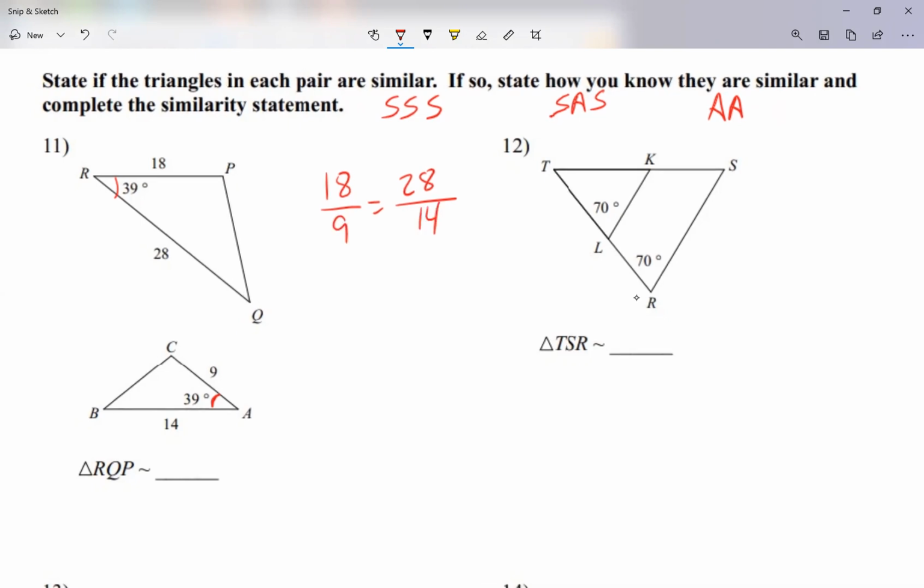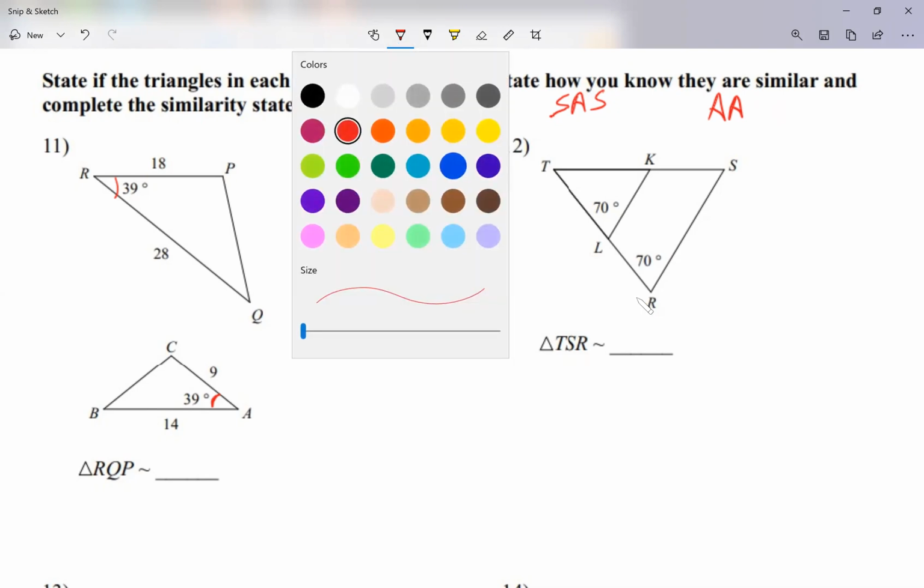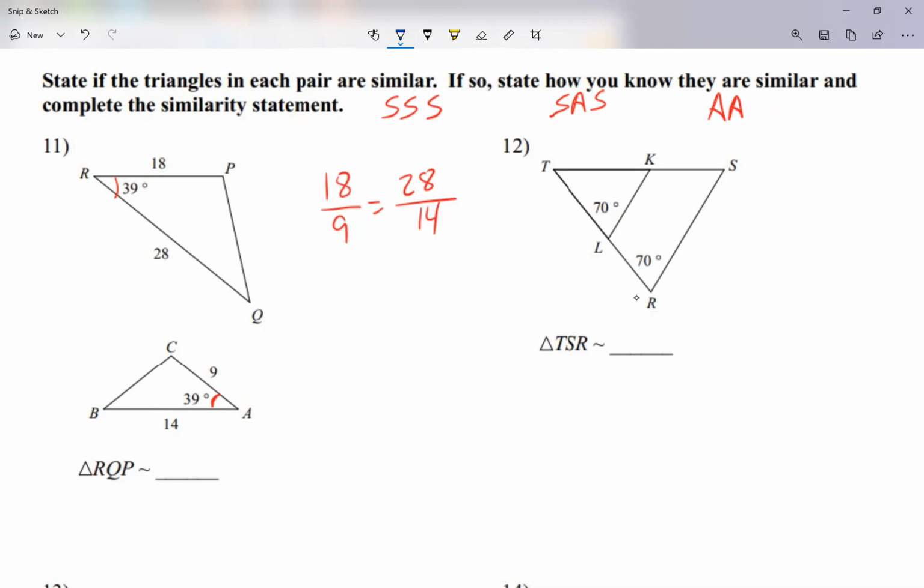You might be wondering, how do you know which one goes with which? Well, the big number goes with the big number and the small number goes with the small number. That's how I'm going to check. And then I'm just going to cross multiply. I'm checking if my sides are proportional. When I cross multiply 18 times 14, I get 252. And when I go the other way, 28 times 9, I get 252. Okay, so sides are proportional.